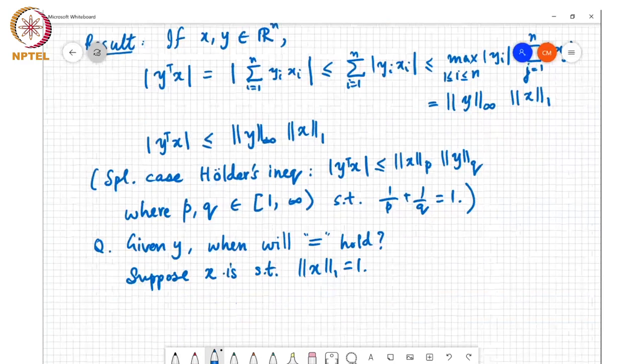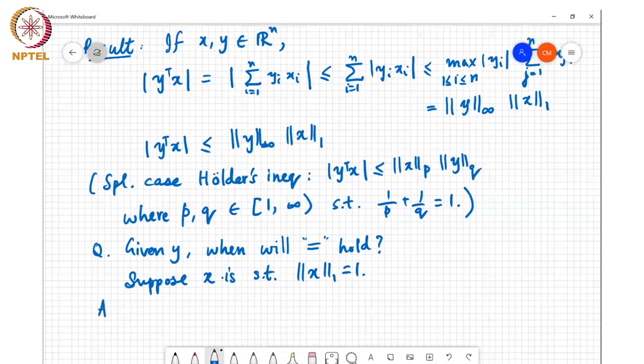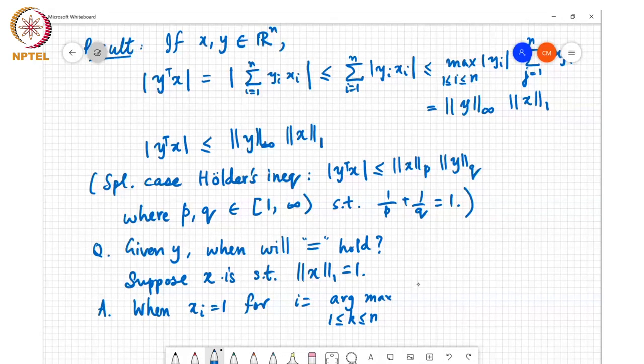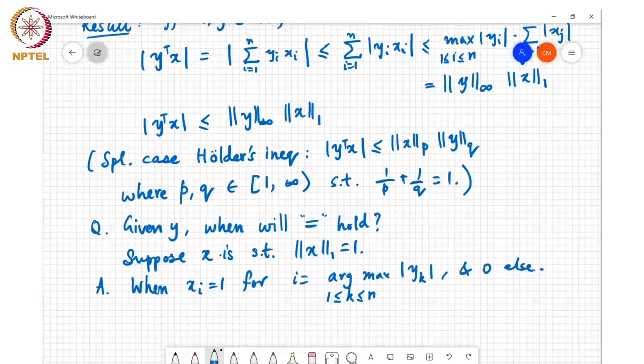And so the equality holds when xi equals 1 for i equal to the argument k, with 1 less than or equal to k less than or equal to n, that maximizes the modulus of yk, and 0 otherwise. So that is the x.